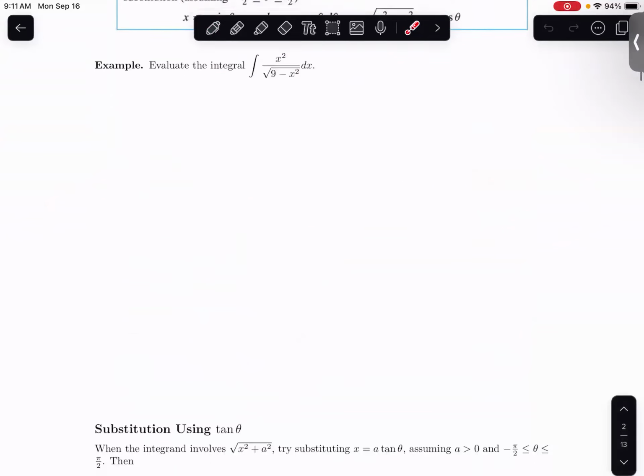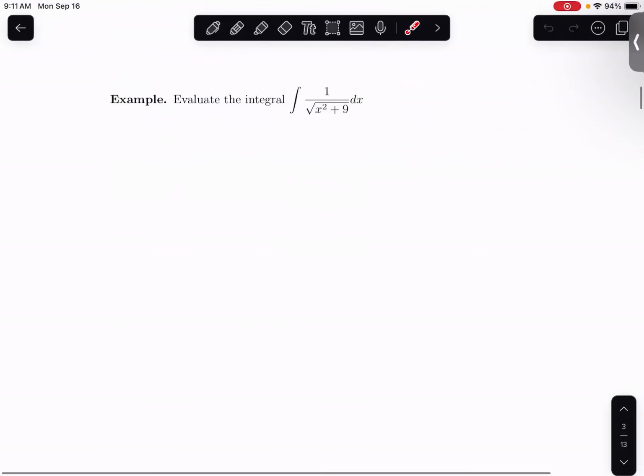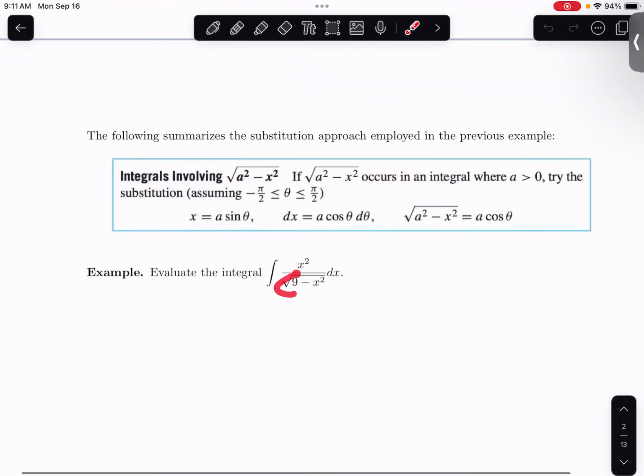Okay, so this example is a little bit more difficult. It wants you to evaluate the following integral: x squared over the square root of 9 minus x squared. The first thing you want to do here is determine what your a is going to be. So we have something of the form a squared minus x squared.